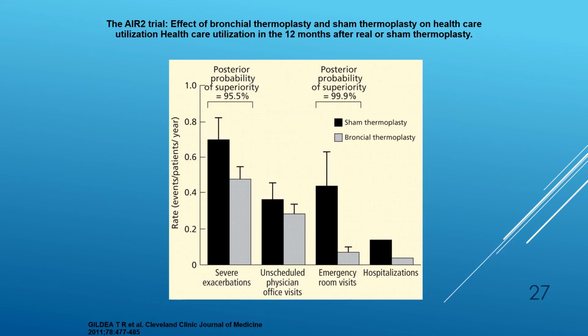This was a trial called the AIR-2 trial, and basically they looked at how bronchial thermoplasty really worked, and they looked at 12 months of real data. What they found is that patients who received the procedure, which is in the light gray area, ended up having less severe exacerbations of asthma. Unscheduled physician office visits were decreased. The emergency room visits for an asthma attack or status asthmaticus were greatly reduced, and hospitalizations were greatly reduced. So there's really some strong evidence showing that if you do have airway remodeling and you get this procedure, the likelihood of you recovering and doing much better is extremely high.